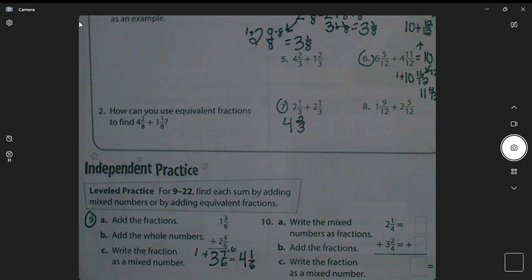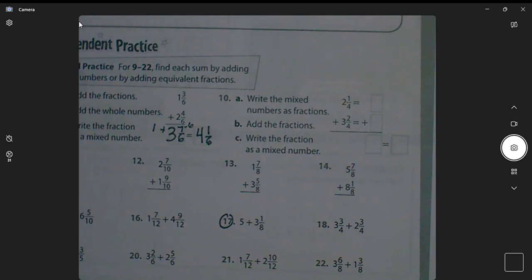Now, let's look at 17. 5 plus 3 and 1/8. This one's tricky. Step 1, add your whole numbers, right? What's 5 plus 3? You're right, it's 8.